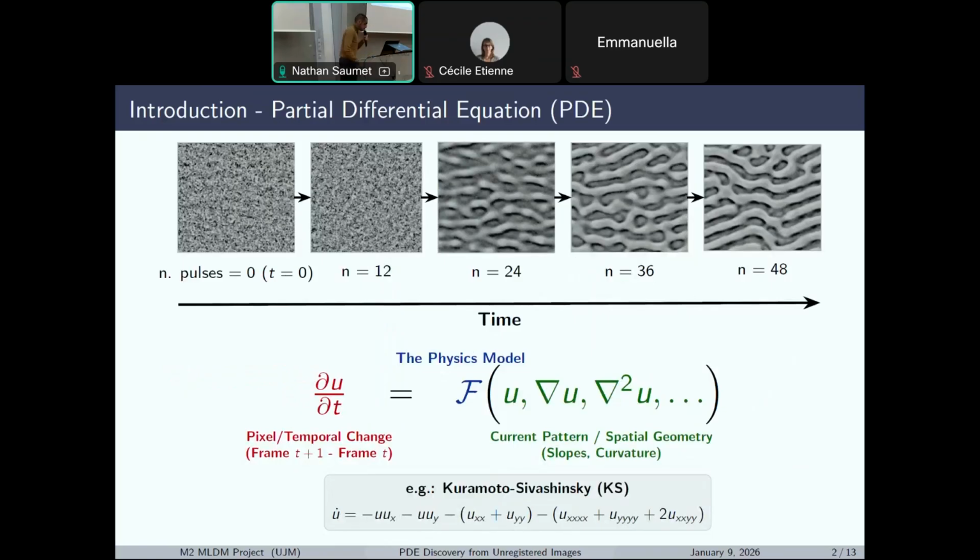So what is a PDE? As I said, it's an equation that describes some physical interactions. And here we can see the patterns evolving with the number of pulses of the laser, so evolving with time. And this evolution of patterns can actually be described by an equation that says that the temporal derivative is a linear combination of the spatial derivatives. An example of a PDE is, for example, the Kuramoto-Sivashinsky PDE, which we will use in our artificial data.